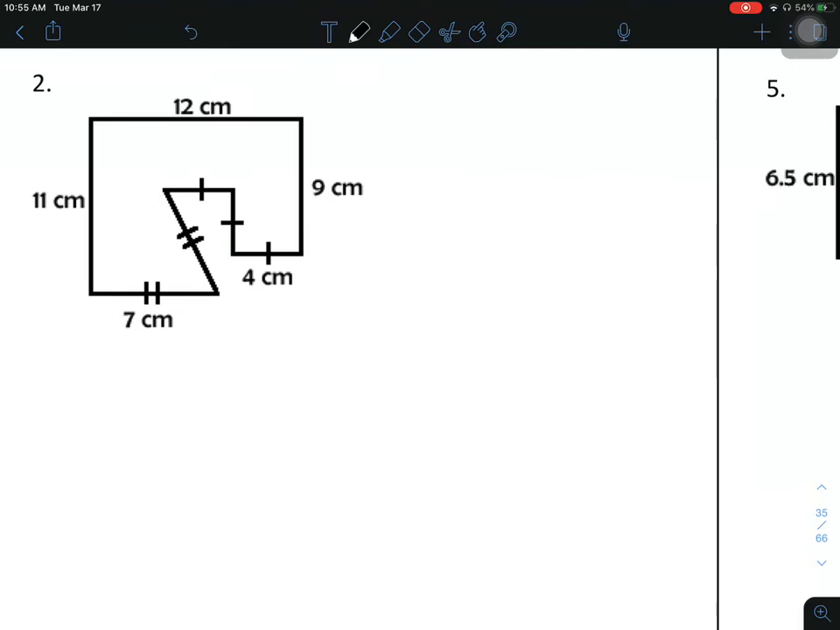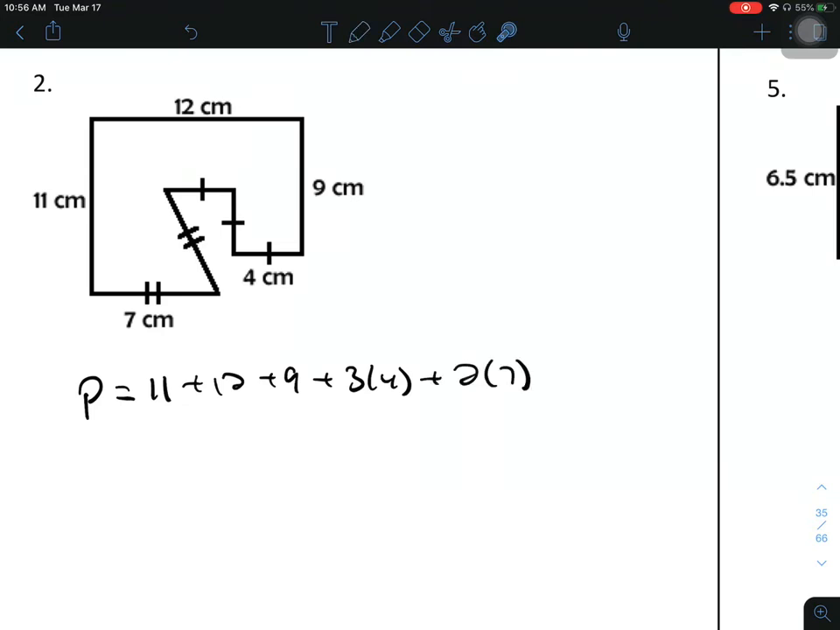Number 2, to find the perimeter, we add up the lengths of all the sides. We have an 11 and a 12 and a 9 and 1, 2, 3 4s. And we have 2 7s. So we got a 7 and a 7, 3 4s, a 9, a 12, and an 11. That adds up to 58 centimeters.